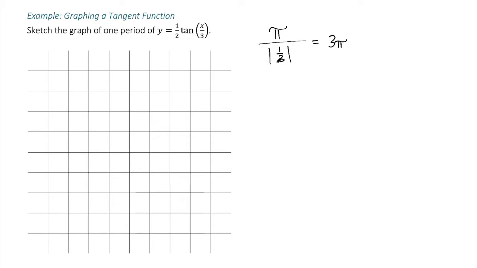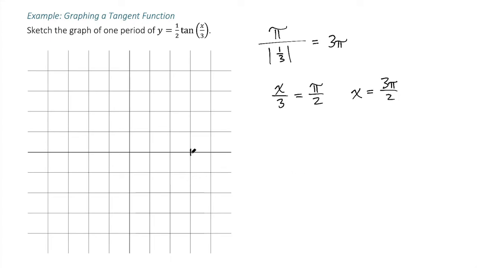Our asymptotes, of course, are going to be then 3 pi apart. And we can easily find the equation of an asymptote by setting this input of the tangent function equal to pi over 2, because that's typically where an asymptote is, or negative pi over 2. So if I multiply by 3, I get an asymptote at x equals 3 pi over 2.